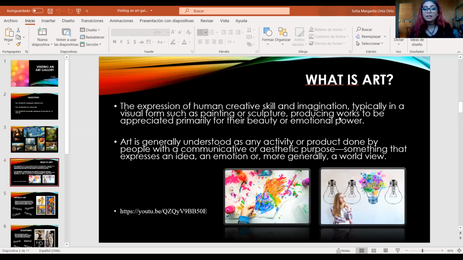Let's see. Art is the expression of human creative skill and imagination, typically in a visual form such as painting or sculpture, producing works to be appreciated primarily for their beauty or emotional power. Art is generally understood as any activity or product done by people with a communicative or aesthetic purpose, something that expresses an idea, an emotion, or more generally, a world view.